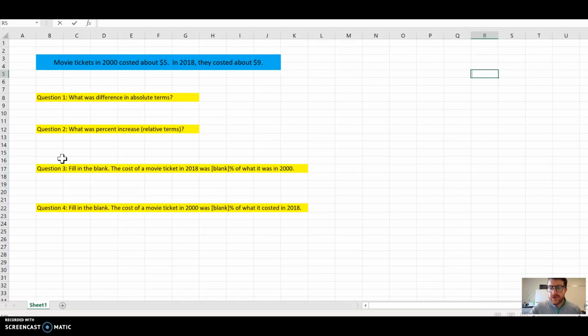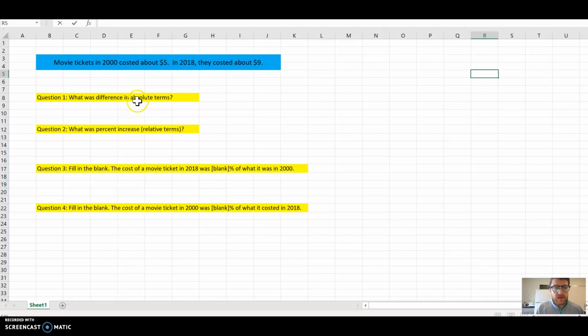But yeah, I figured I'd give you a quick example just in case it didn't resonate with you in class or you need more practice. So movie tickets in 2000 cost about $5. In 2018, they cost about $9, which are accurate numbers. I took the cents out though.